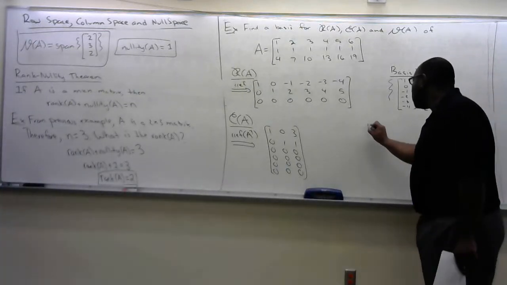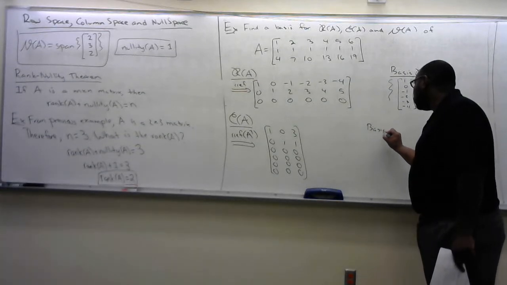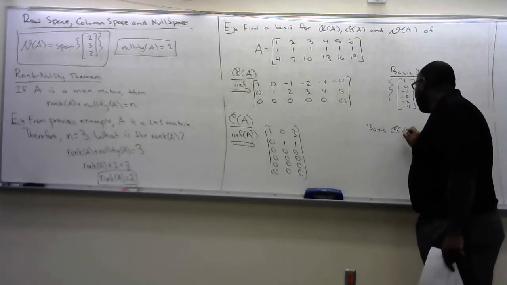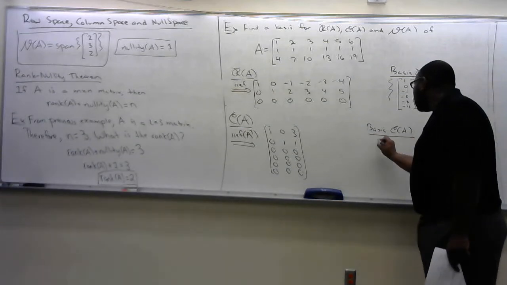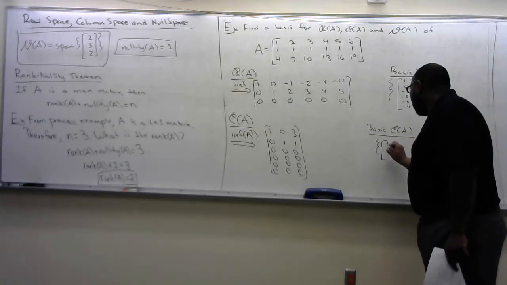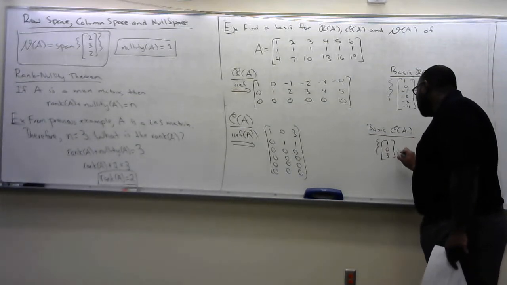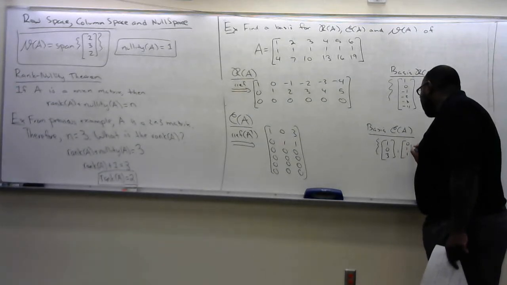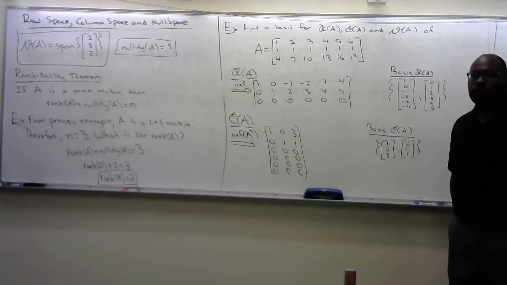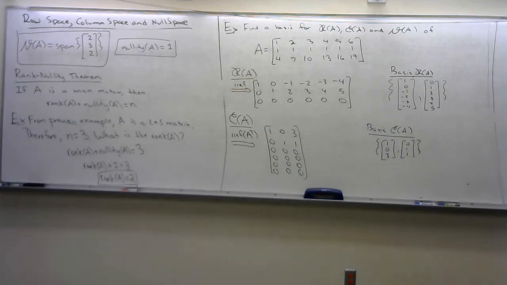So my basis for the column space of A is going to be two vectors, 1, 0, 3 and 0, 1, 1. All well and good.